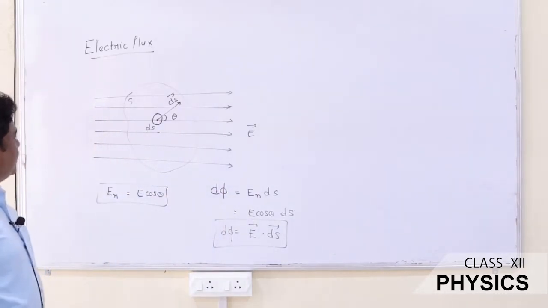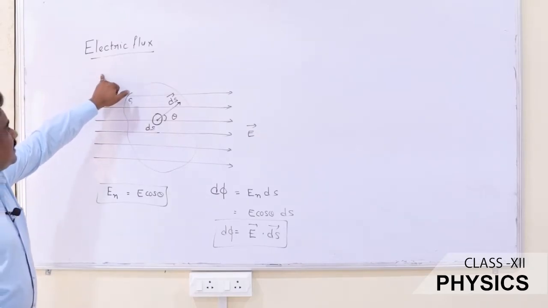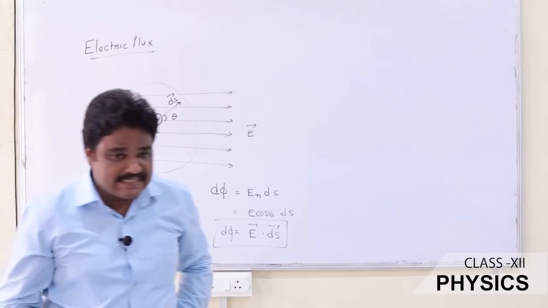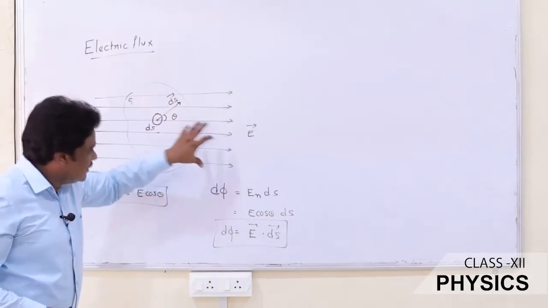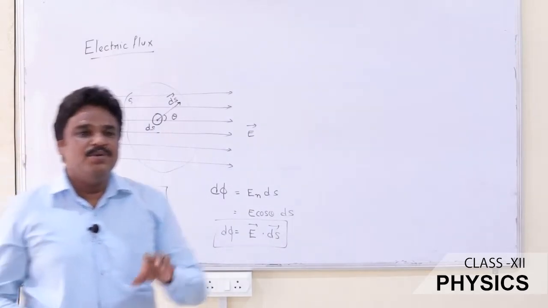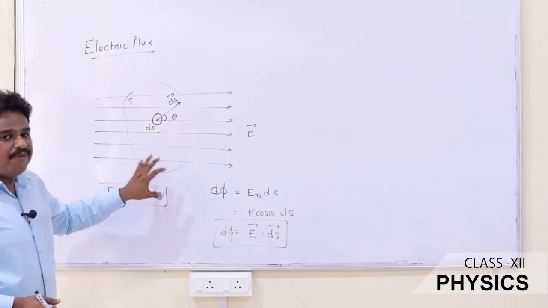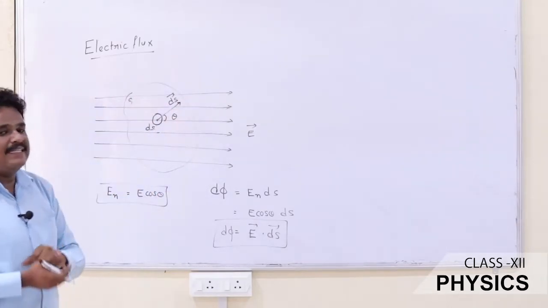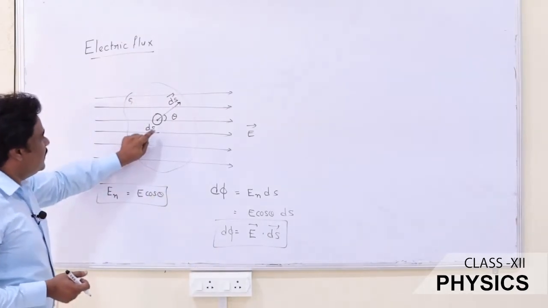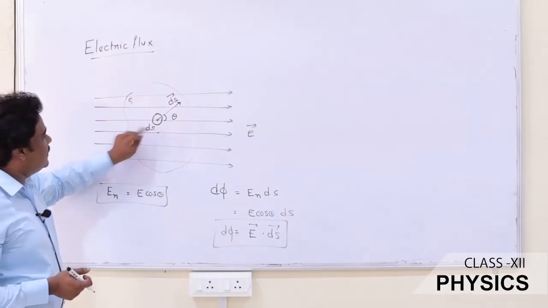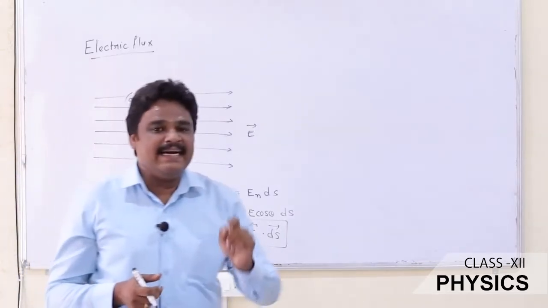Once again, I am going to explain this most important content. In order to establish a relationship between electric flux and electric field intensity, I am assuming a uniform electric field E vector. In this uniform electric field, I am going to keep a surface of area S. My aim is to find the total flux linked with the entire surface. For this, I am going to assume a very small area element ds. Now I am drawing the ds vector.